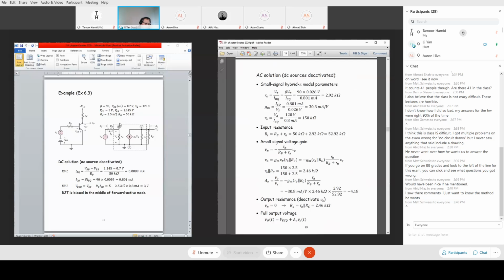So you identify the three locations: the base, collector, and emitter. Between the base and emitter is resistance R pi. Between the collector and emitter is the dependent current source in parallel with a small resistance RO. At the very outside of the transistor, from this point to the ground is RC, because VCC is grounded as well. So that's the AC equivalent circuit, and how we obtain it.